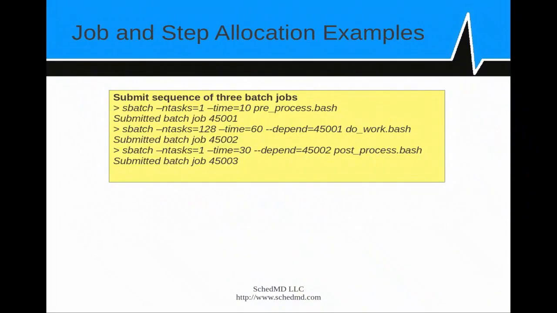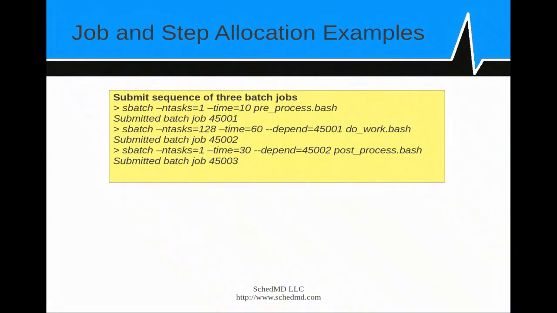So if you want to submit a batch job, here are a few examples. The first one, I want to run one task. I want it to have a 10-minute time limit, and the name of the script I want to execute is pre_process.bash, and it's just going to come back with either an error message if something bad happened, or it's going to say I submitted batch job and give you a job ID.